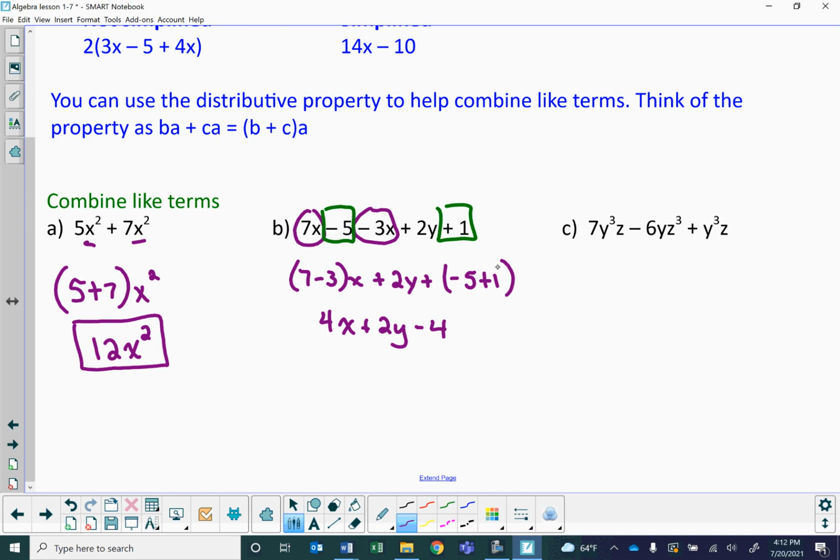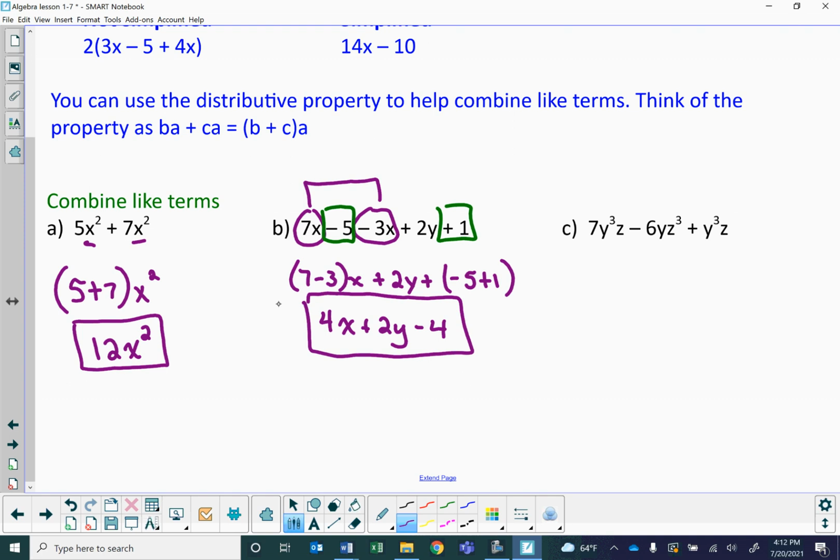If you don't like writing these parentheses, just think of it in terms of this. What did I circle in purple? 7x minus 3x, that's 4x. Okay, what did I box in green? Negative 5 plus 1, that's negative 4. What's left over? The 2y. So I get 4x plus 2y minus 4. And order doesn't matter here as long as you have the proper sign in front of the proper term.